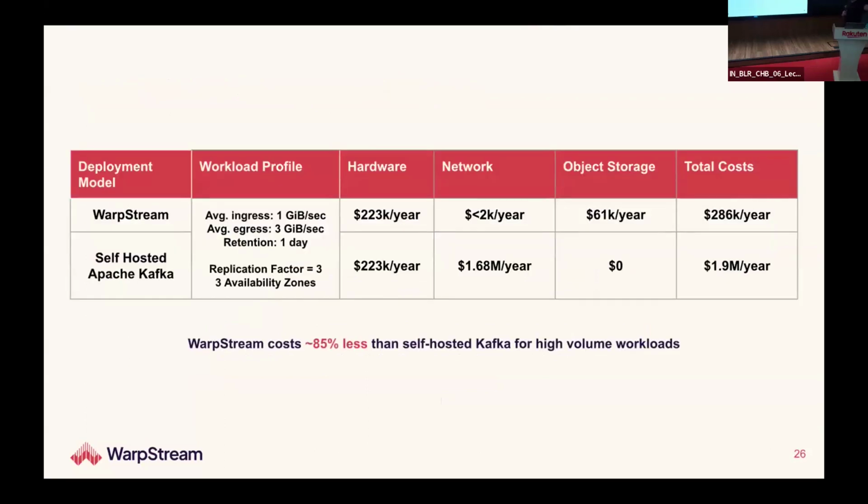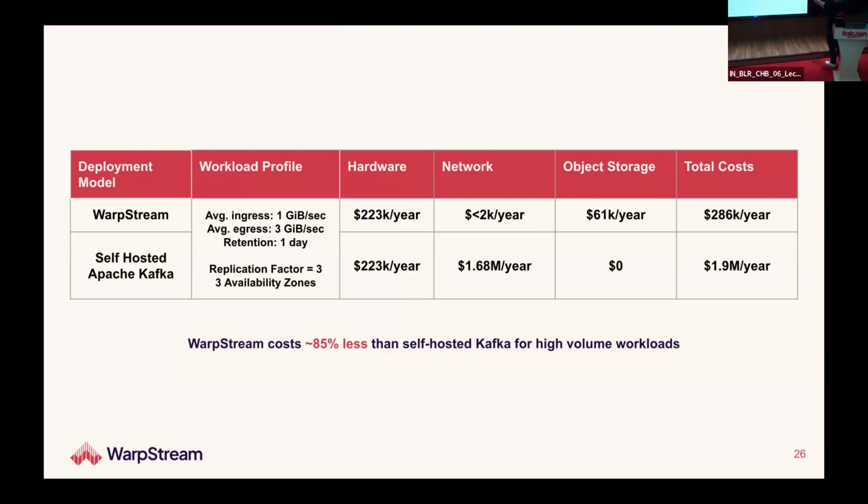Okay, so just to give you an idea of how expensive interzone networking is, what this graph shows is if you're running a Kafka cluster yourself, you're running it in 3 availability zones and you're writing a gigabyte per second through it. So you have like a big logging workload or something, right? Let's pretend that the hardware for Kafka and WarpStream is the exact same amount because it kind of doesn't matter. The amount of interzone networking you have to do for a 1 gigabyte per second workload in Kafka, you're going to end up spending $1.68 million per year just on interzone networking if you run that workload in 3 AZs.